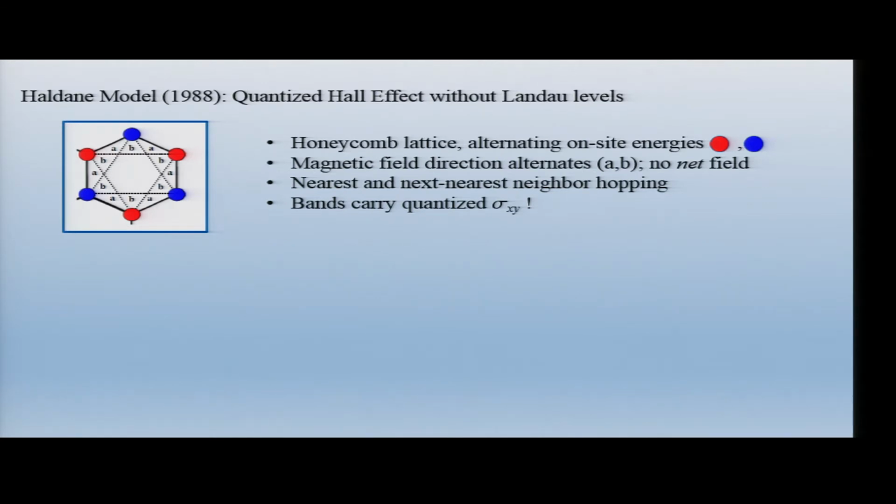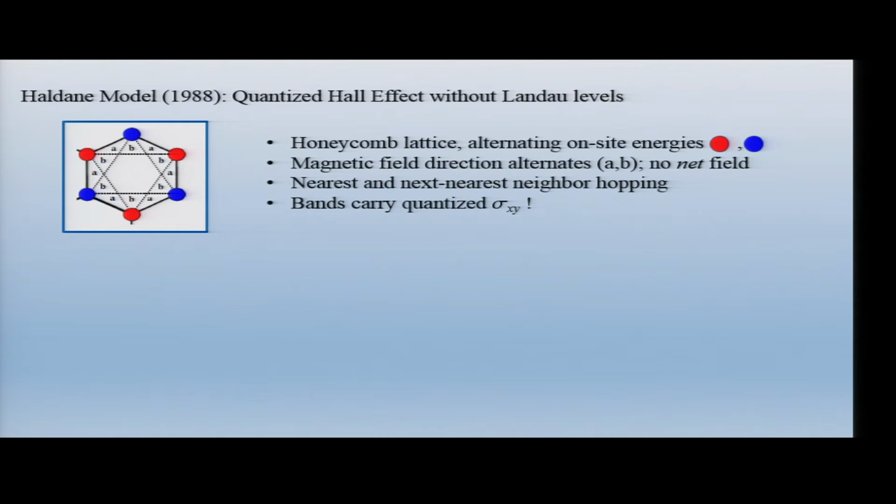But then a few years later, Duncan Haldane showed us that, in fact, you can create another model that has similar behavior. And we saw this picture a couple of times yesterday. So in this Haldane model, we basically have a honeycomb lattice with some pattern of flux through the system, and both nearest neighbor and next nearest neighbor hopping. And this pattern of magnetic flux is such that when you average it over the unit cell, you actually get zero. So there's no net flux.